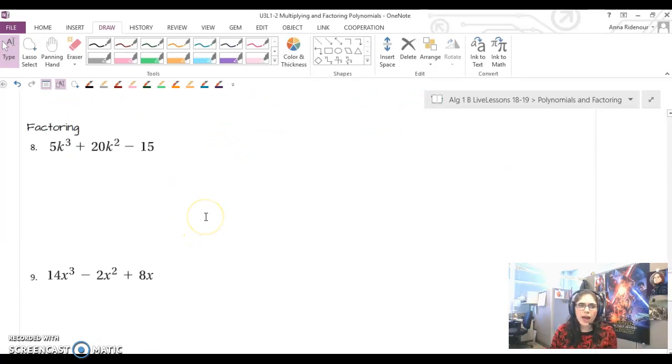Moving on to some factoring. So once we know what the greatest common factor is, how does that help us? Well, let's look at this one.